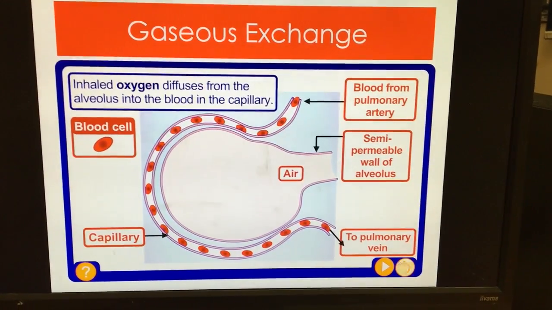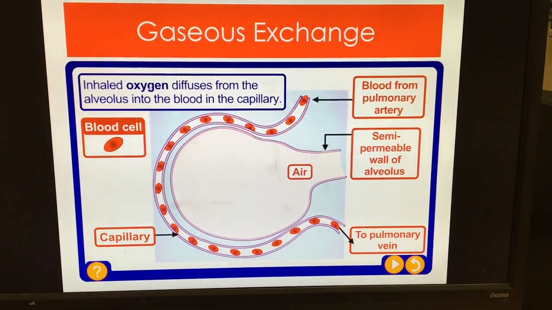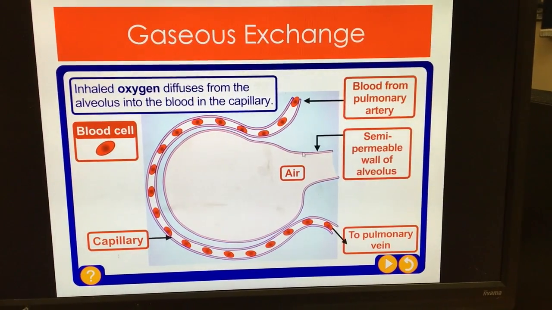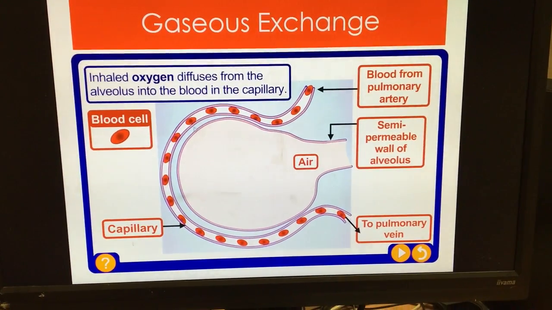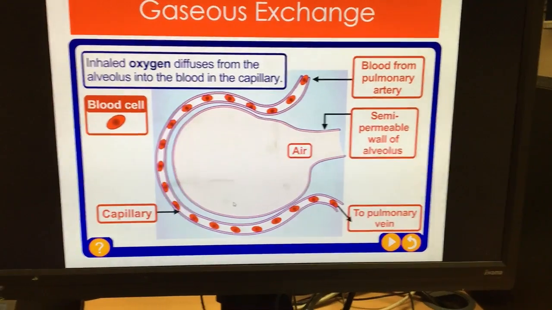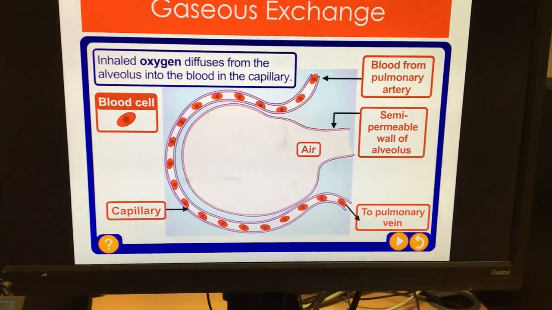Okay, this is a really important process. It's called gaseous exchange. What I'll just outline to you is what the components are. So this line here that looks like a balloon is actually an alveoli. So in actual fact, we've zoomed in under a microscope and we can see the alveoli.